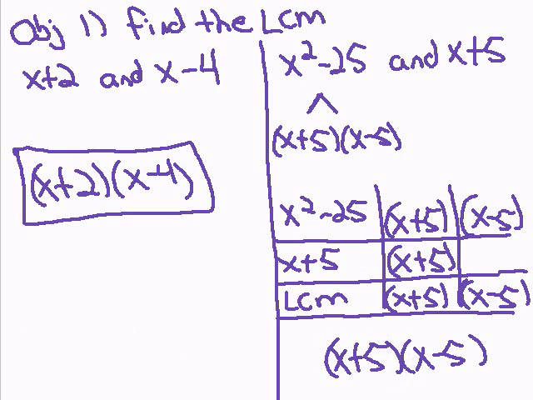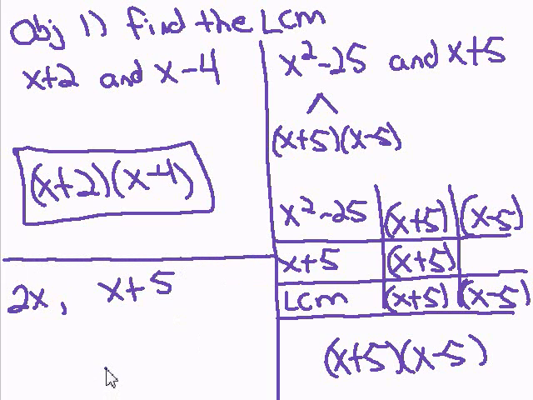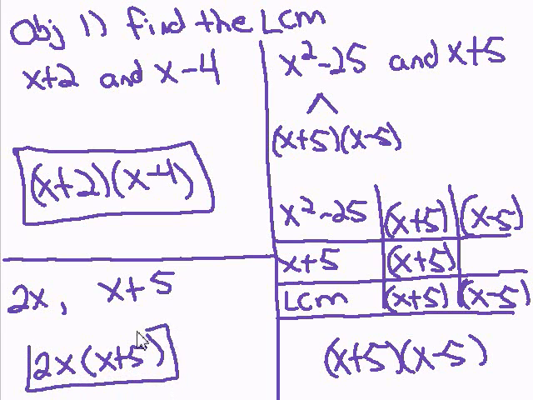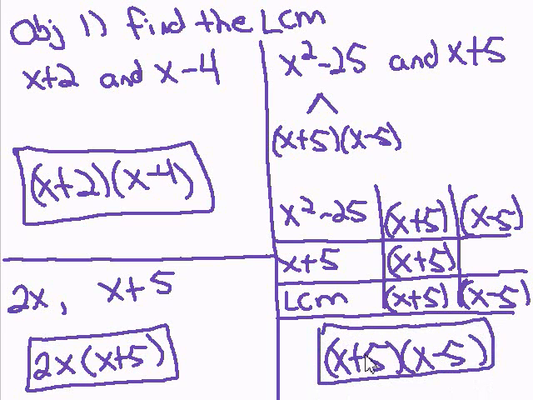Right now, I've got one last example, and that example is 2x and x plus 5. Okay, the factors of 2x were 2 and x, and the factors of x plus 5 were x plus 5. So the LCM is 2x times x plus 5. That's the LCM. Okay, this is the end of finding least common multiples. What we're going to do next is find out how to solve rational expressions using these least common multiples.